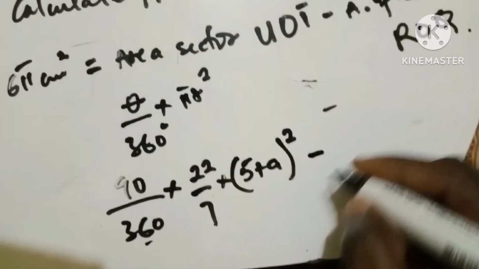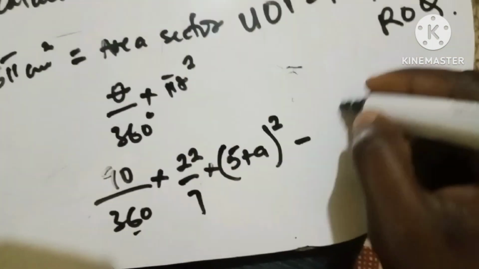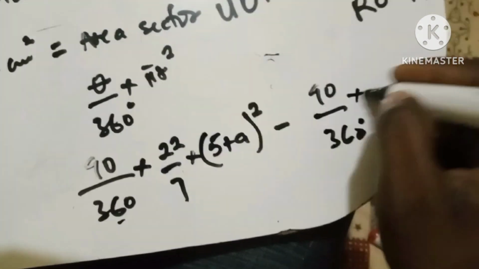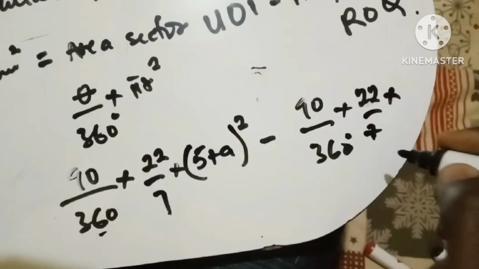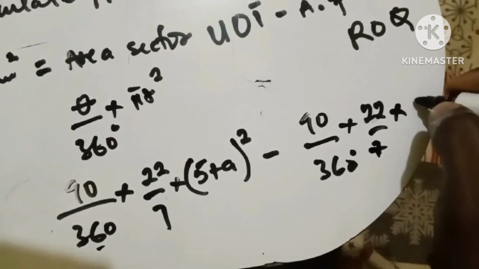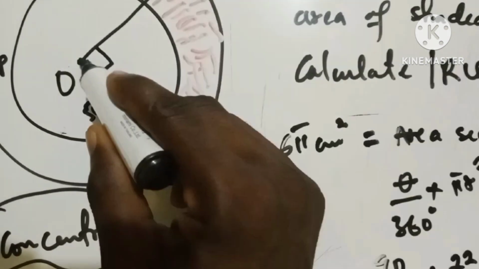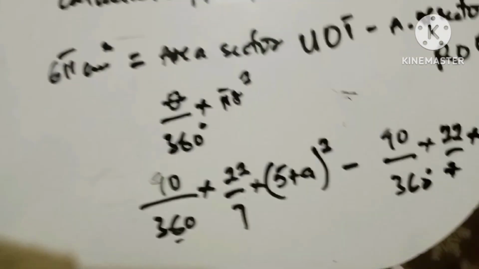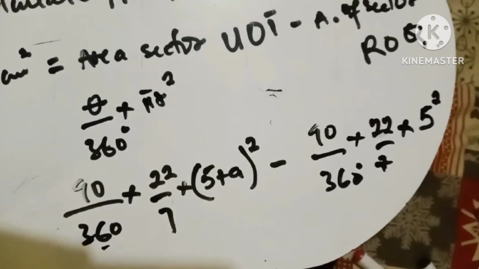So minus the second sector here, that's going to be the theta, the same 90 on 360 degrees multiplied by 22 on 7, and then multiplied by the radius. So the radius here is going to be 5 squared, right? So the radius of the smaller part. That is the radius of the smaller sector, from here to here. Now, that is all that you need to master to find whatever you are looking for.